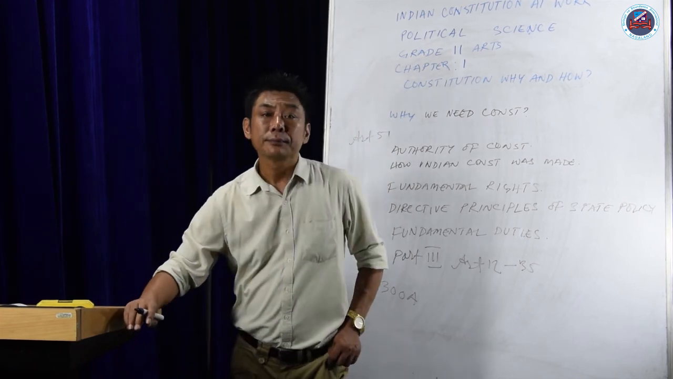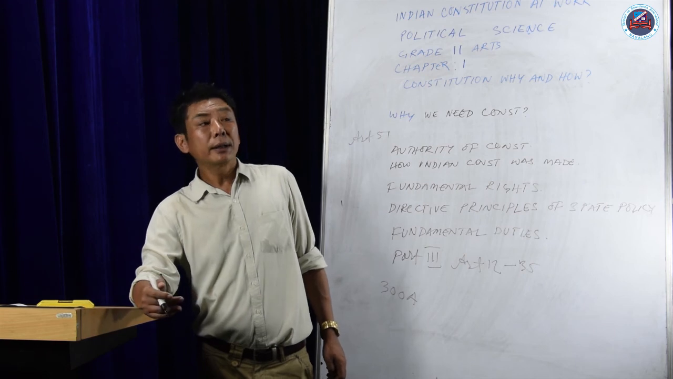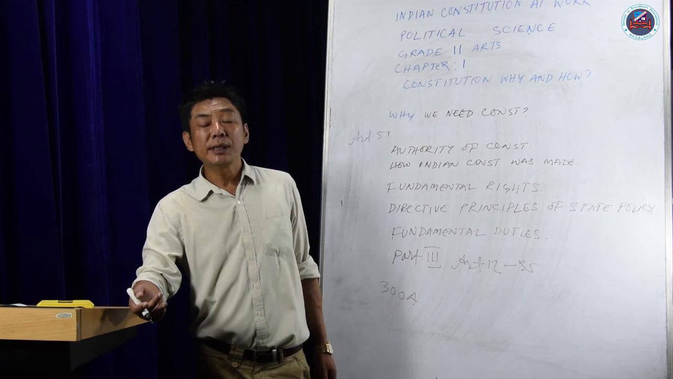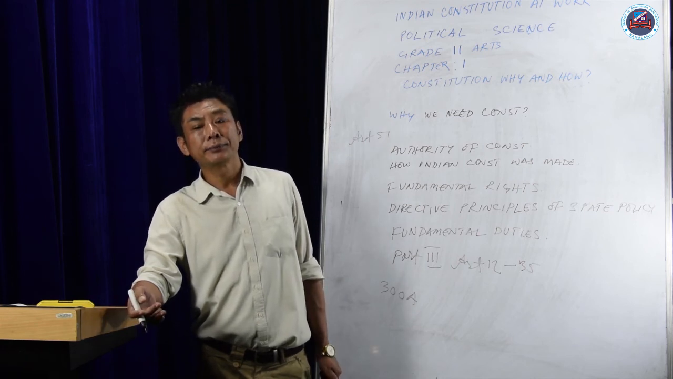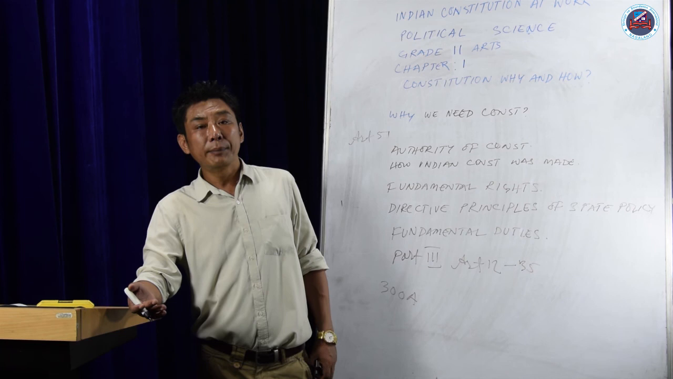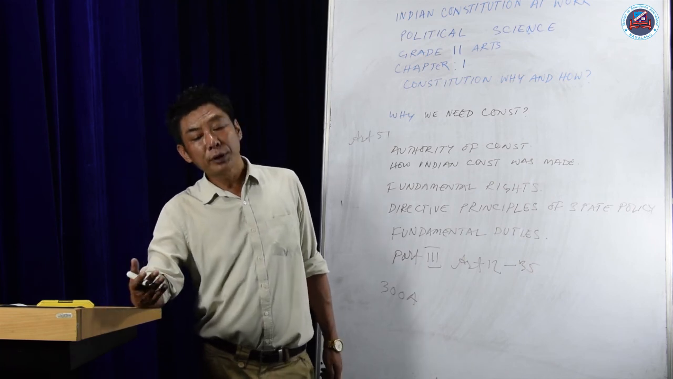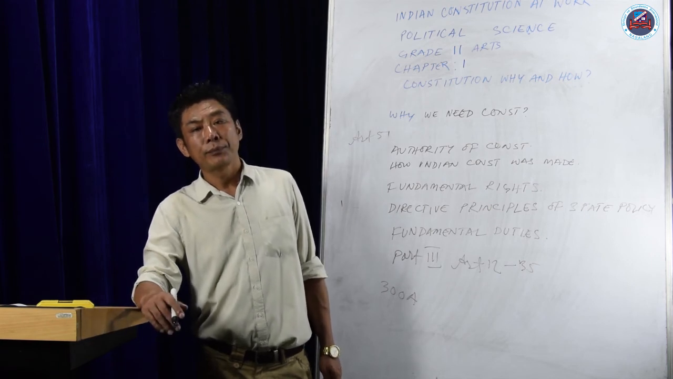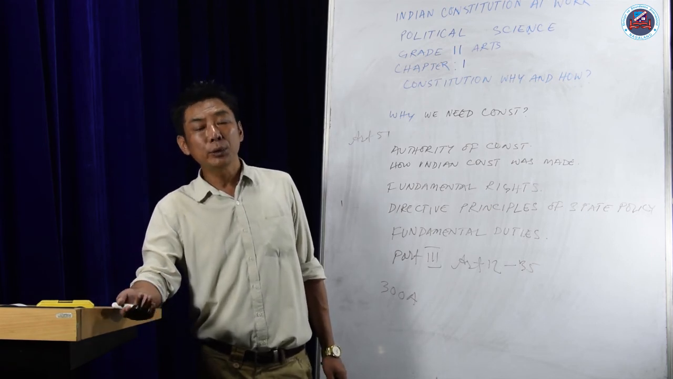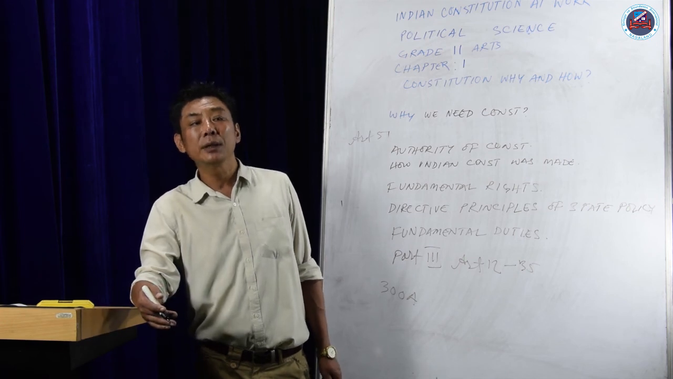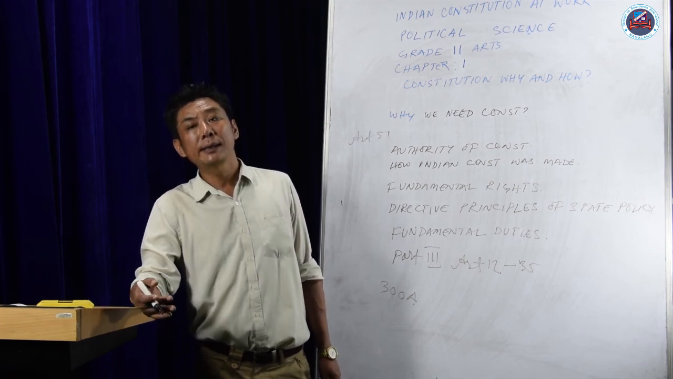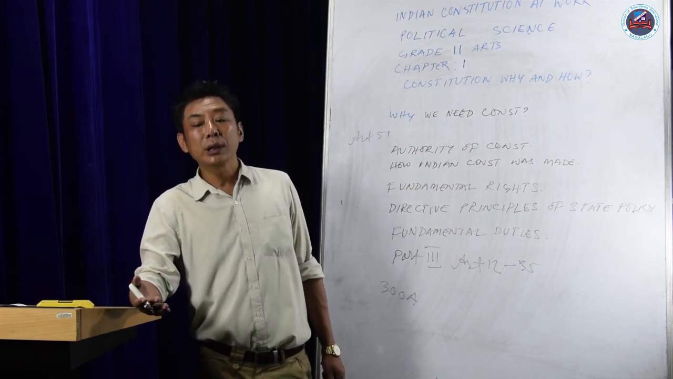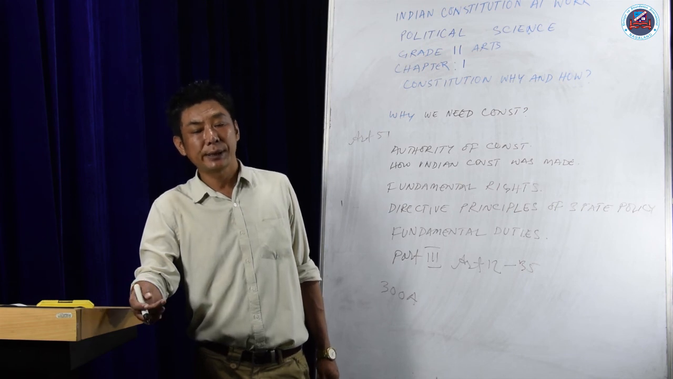So, under Article 51A, 10 fundamental duties were provided. Again, after the 86th Amendment of 2002, the 11th fundamental duty has been added to the list of fundamental duties, which provides guardians and parents to provide compulsory education to children between 6 to 14 years.